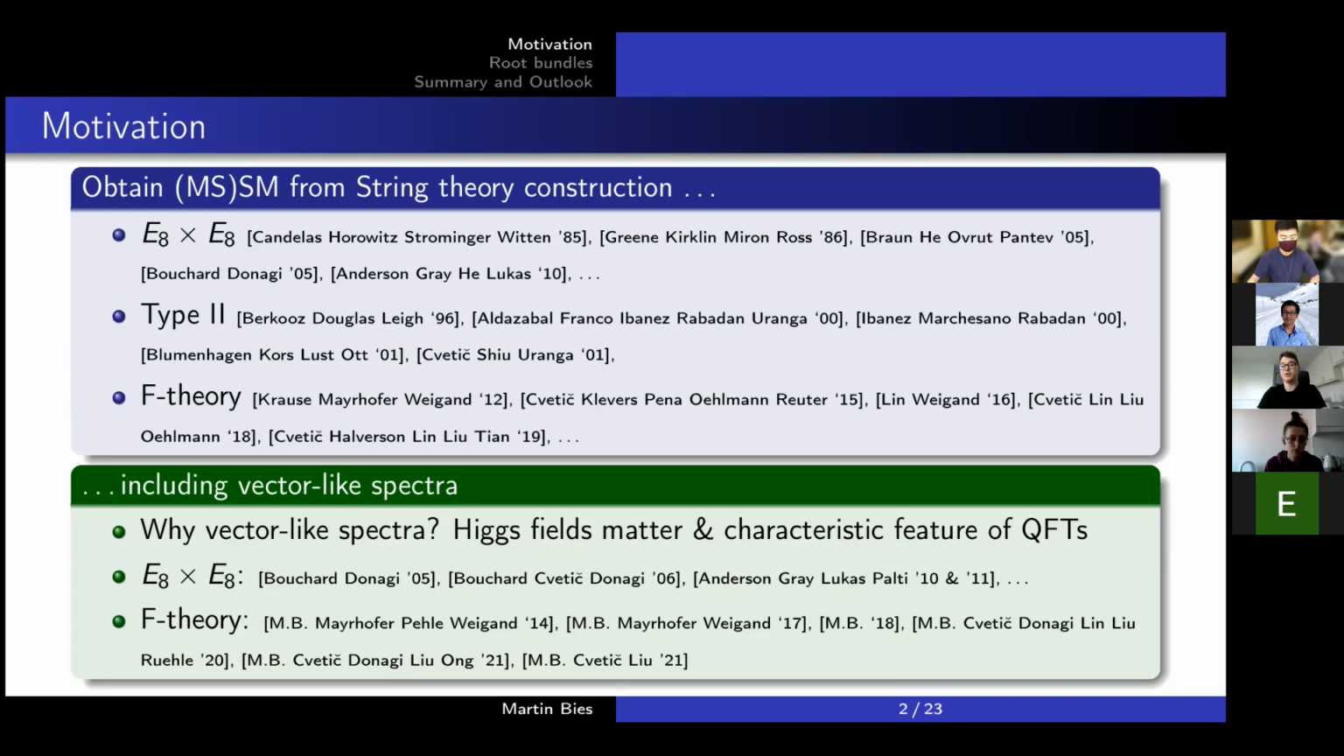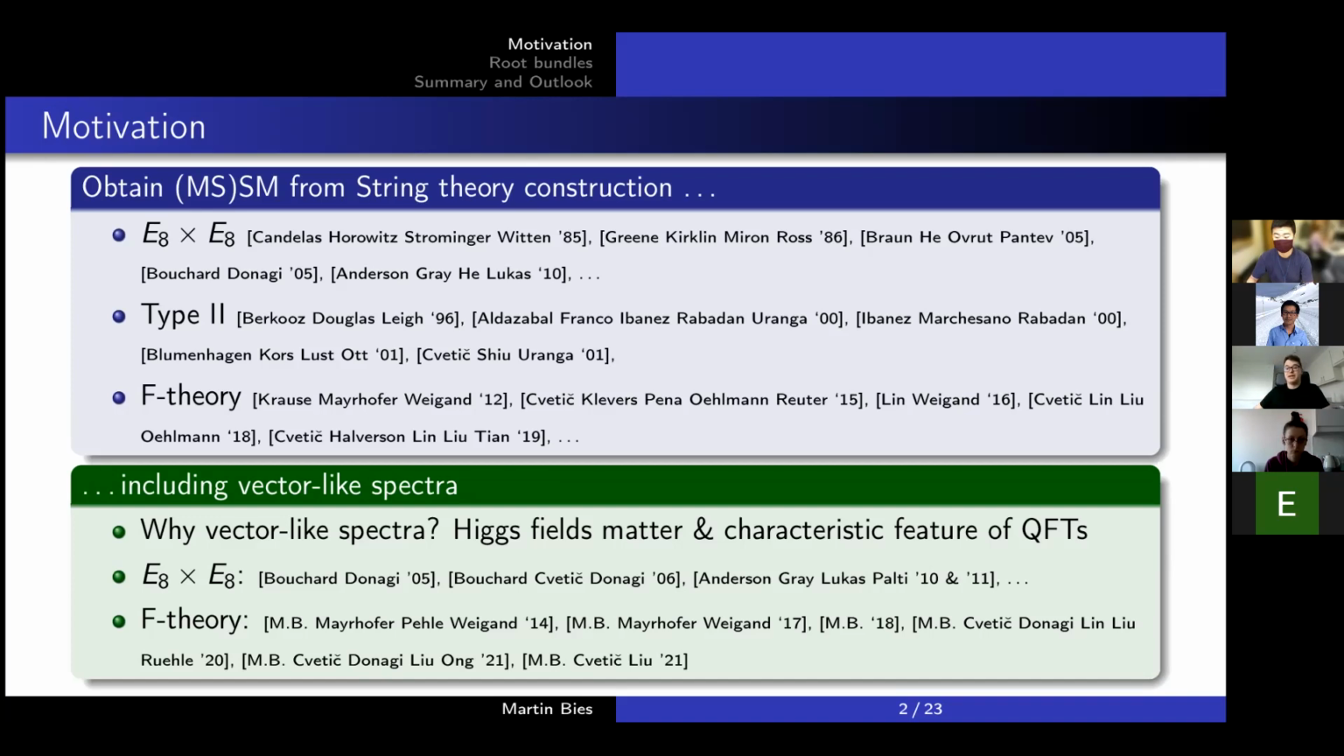From a more conceptual point of view, you could say these vector-like spectra give you more insights into characteristic features of your QFT. So for these reasons, people have indeed studied also vector-like spectra in standard model constructions. And to my knowledge, the only one that managed to establish an MSSM construction in perturbative string theory is the work of Bouchard and Donaghy in 2005.